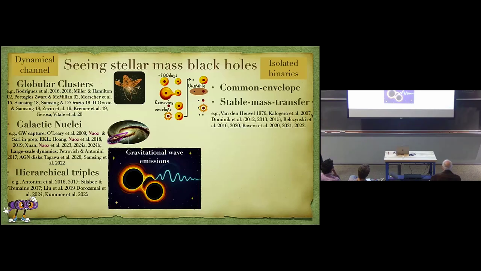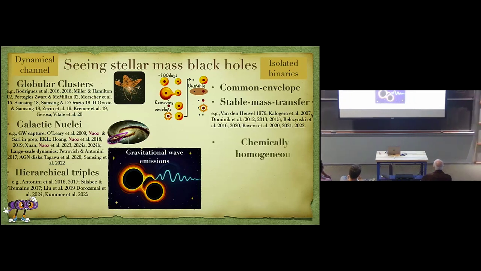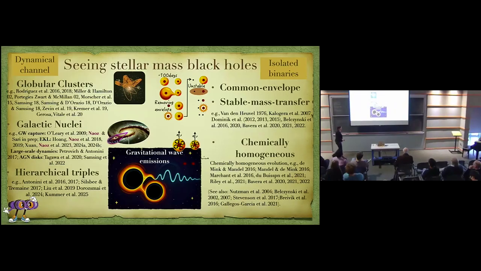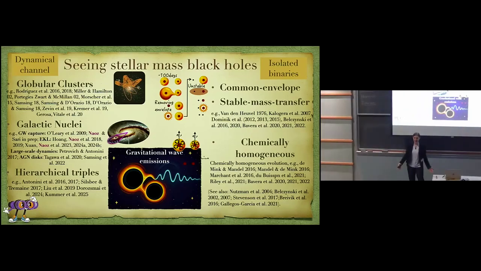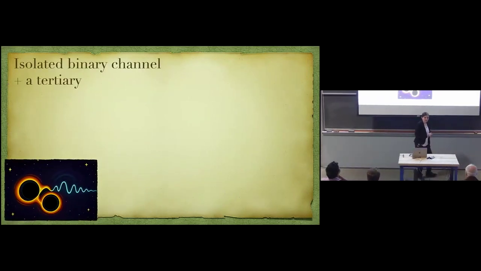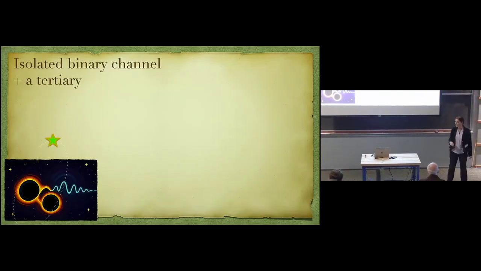So this has either common envelope or the stable mass transfer. I had space to put only the common envelope cartoon, so sorry. And then maybe chemically homogeneous ideas. So mainly cartoons here, just to highlight people that I'm sure are going to talk about this later. And in an uncharacteristic way for myself, I'm actually going to choose the isolated binary idea for this talk. And I'm going to paste my tertiary because I said that it's unavoidable.